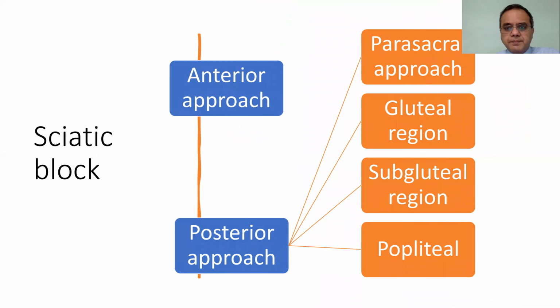Sciatic nerve is a big nerve and has a long course. So you can block it anteriorly by anterior approach, or you can block it by various posterior approaches as well. In my practice, I use anterior approach quite often. The advantage of anterior approach is you can do femoral block, and without turning the patient, you can do the sciatic block as well. And I also block the sciatic nerve by posterior approaches many times, but I never use parasacral approach, so I'm not going to talk about it, but I'll talk about the other three approaches.